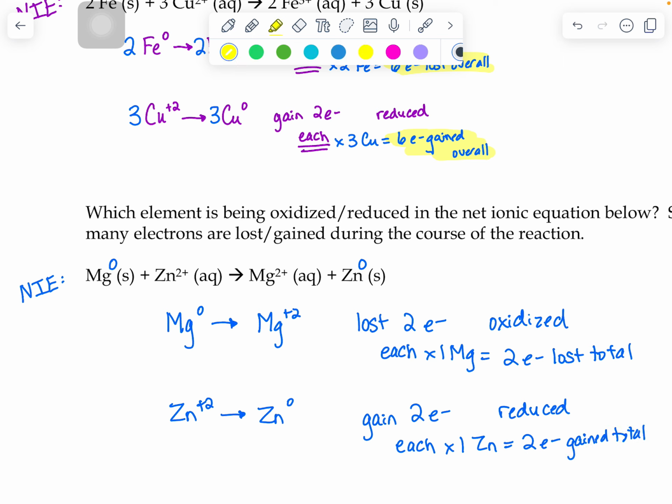And that's a really good sign when our total lost and total gained are equal to one another. They have to be, because the magnesium is the source of the 2 electrons that the zinc gains.